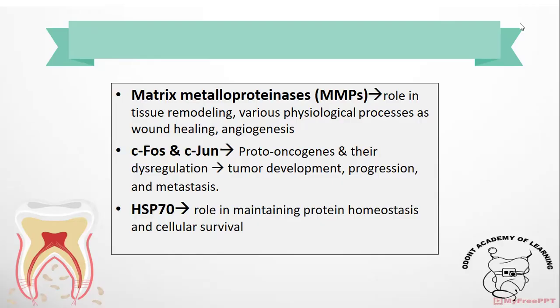Next is HSP70, that is heat shock protein 70. Now heat shock protein 70 has a role in maintaining protein homeostasis in the body, that is, the level of proteins within the body is maintained by heat shock protein 70. And HSP70 is also needed by the cells for their survival. And if this HSP70 protein is defective or dysregulated, then that can hamper protein homeostasis, which can result in the accumulation of protein within the cells and also can lead to the excessive proliferation and the pathological death of the cells in that specific area, resulting in dysplastic changes.